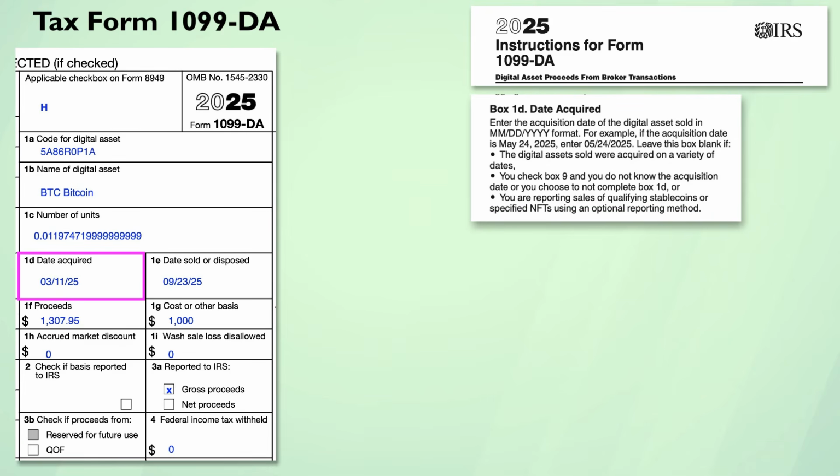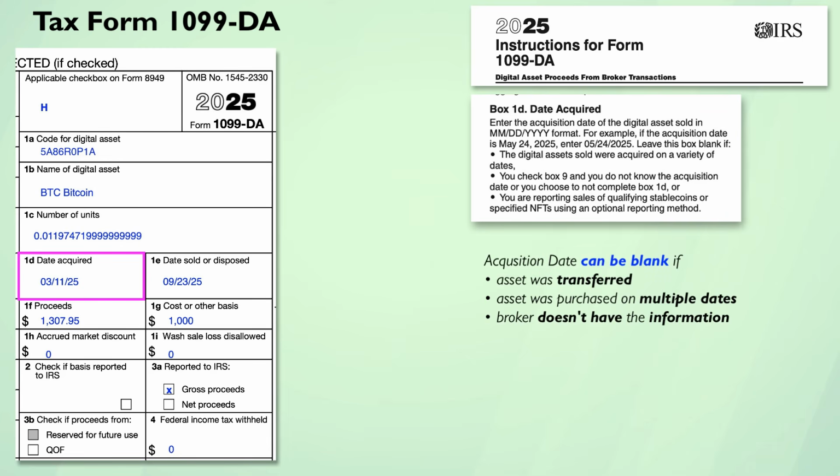Box 1D shows the acquisition date, which is the date the asset was originally purchased. This box may be blank if the asset was transferred from another platform, if the broker did not have that information, or if the asset is considered non-covered. It may also show "varied" if the units were acquired on different dates. In this example, the acquisition date was March 11, 2025.